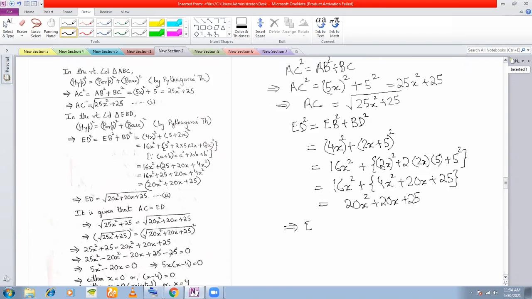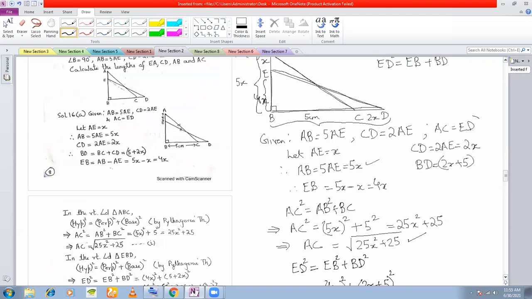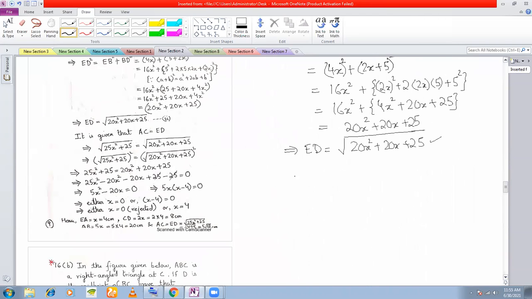So that means ED square you are getting. So that means ED must be square root of this 20x square plus 20x plus 25, right? Now you have got the length of AC, you have got the length of ED. Now if you see the third condition is given here, AC is equal to ED. We use this condition. So therefore, AC is equal to ED means the length of AC we have got above as root over of 25x square plus 25, and the length of ED we have got as root over of 20x square plus 20x plus 25.